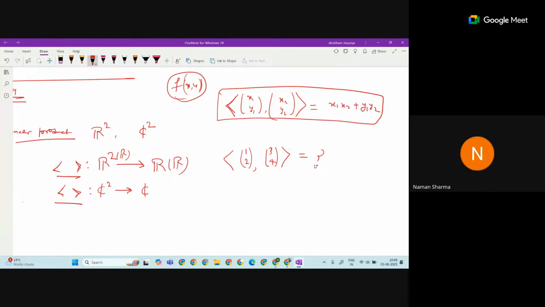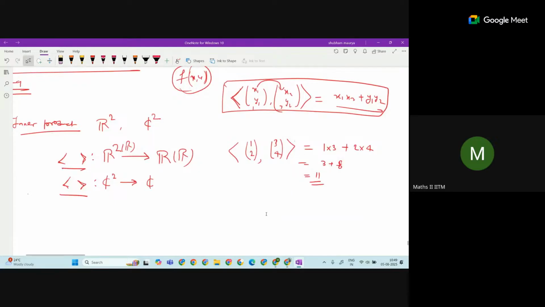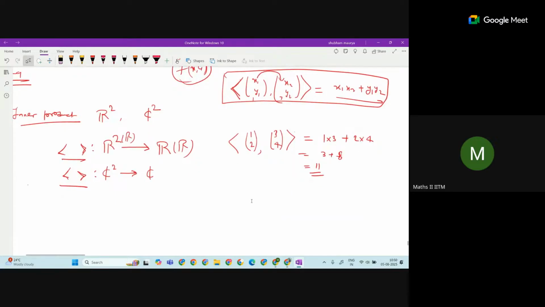11. Simply, it is a multiplication of the first coordinate of the first vector with the first coordinate of the second vector, and the second coordinate of the first vector with the second coordinate of the second vector. This is how it is multiplied, and we need to add. That's all. So here it is going to be 1 into 3 plus 2 into 4, which is 3 plus 8, which is 11. This is the inner product in R2.